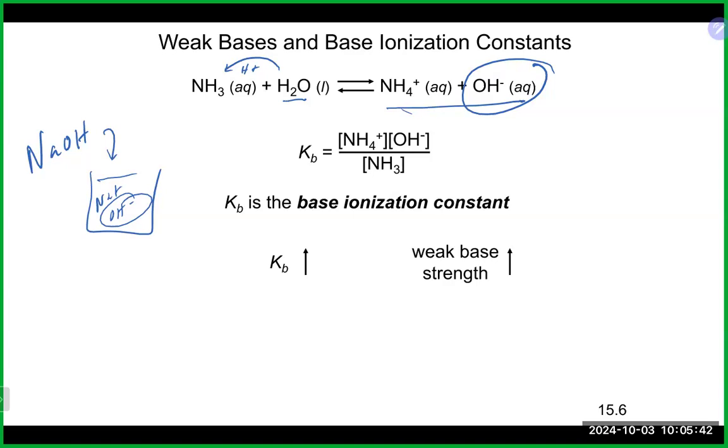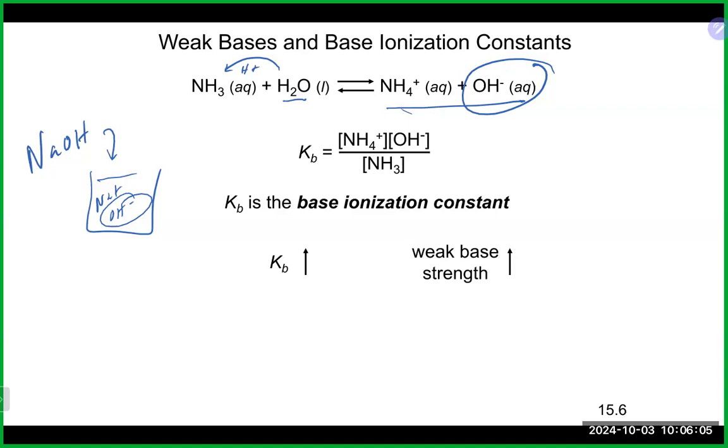Now, when we talk about Ka values for weak acids and we talk about Kb values for weak bases, would we find a Ka or a Kb value for a strong acid or strong base? Typically speaking, the answer is no. And the reason it's no is because it does not set up an equilibrium, right?